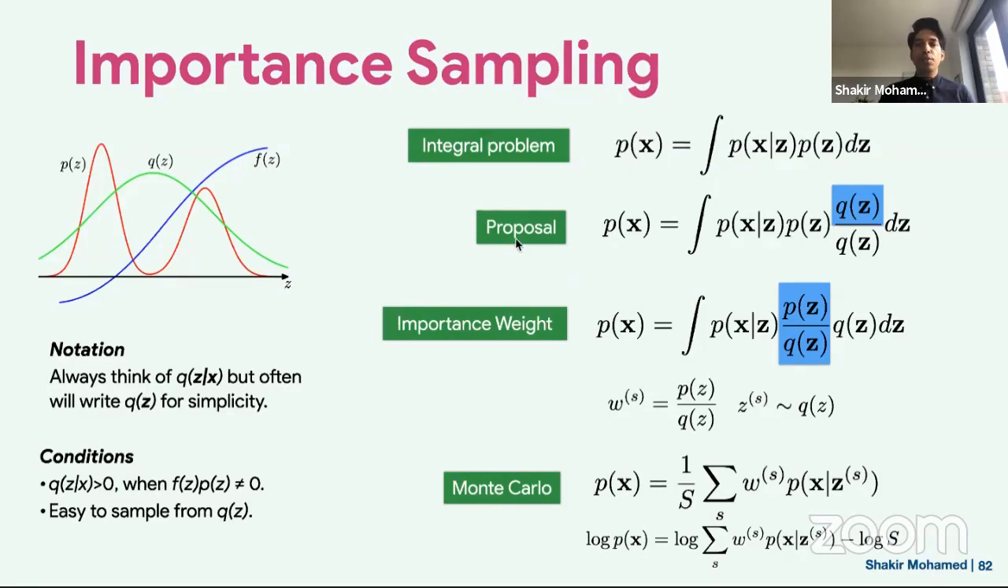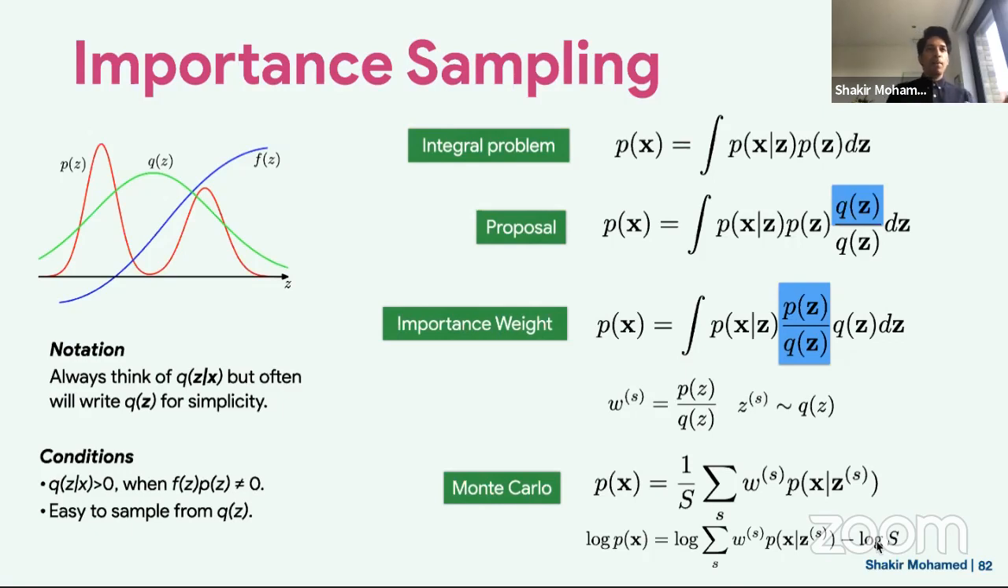What you can do is introduce a probabilistic 1, a division of q divided by q. You can reweight this integral to introduce the importance weight of p divided by q, and then you can create a Monte Carlo estimator which samples from q of z and then uses the weight and evaluates the function. And then the log probability here is just simply the log of this estimator.